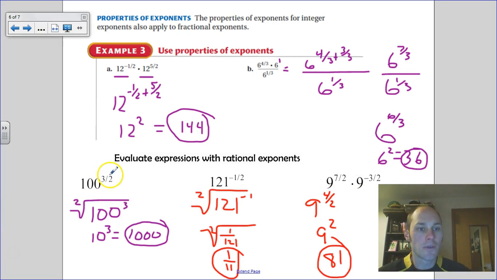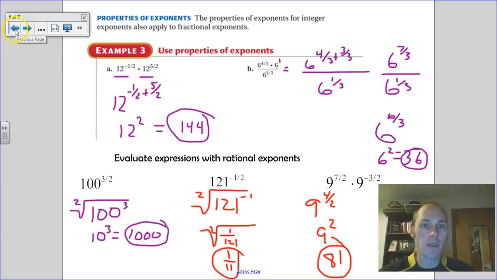Okay, so 100 to the 3 halves is 100 cubed, the square root of that. So square root of 100 is 10, cubed is 1,000. 121 to the negative 1 half is 121 to the negative first, square root. So 121 to the negative first is 1 over 121. Square root of that is 1 over 11. 9 to the 7 halves times 9 to the negative 3 halves, add exponents, so 9 to the 4 halves, which is 2, so 9 squared is 81.